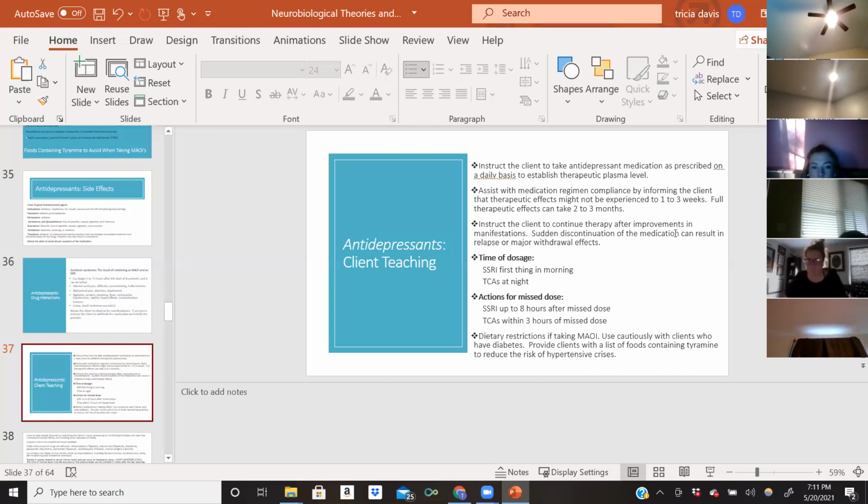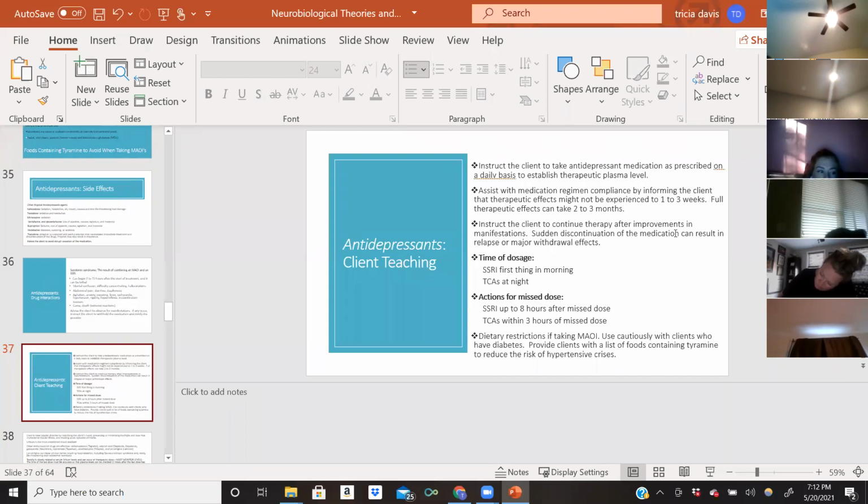So then we want to talk to them about the time of dosage. So SSRIs, we want to take these first thing in the morning. TCAs, because of their side effects, better to take it at night. If they miss a dose and they're taking an SSRI, they can take that missed dose up to 8 hours after the first one. So if it's been more than 8 hours, then they skip it completely and they take their next dose at the next scheduled time. With TCAs, if they forget it, they can take it within 3 hours of the missed dose.